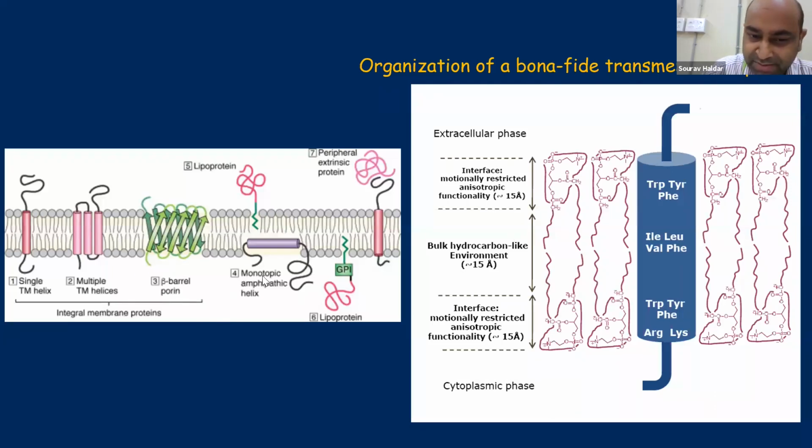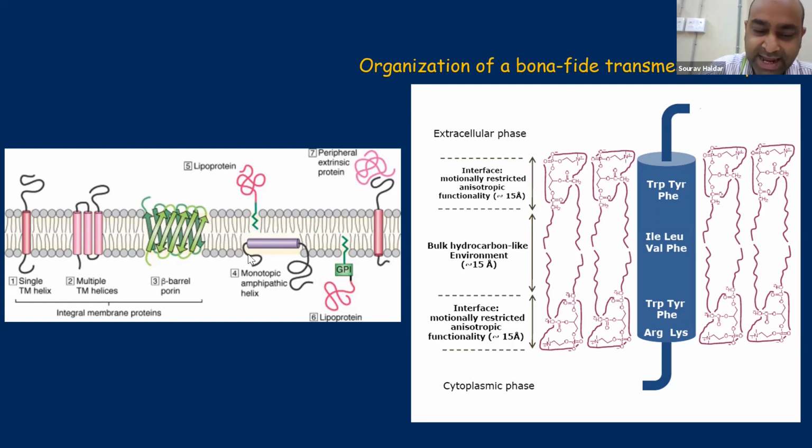Now there was a question about whether the lipid binding proteins are peripheral proteins or integral proteins. They are actually peripheral proteins because they are attached with a lipidic domain. If they have a transmembrane domain, then they will be considered as a monotopic transmembrane domain.